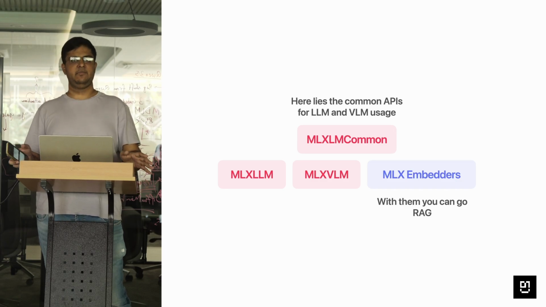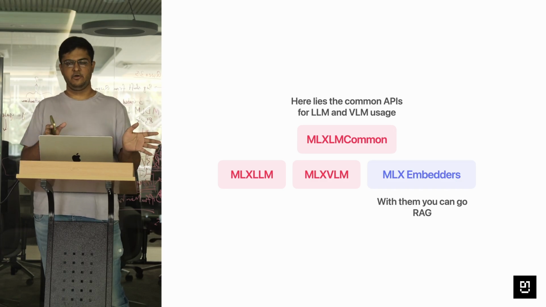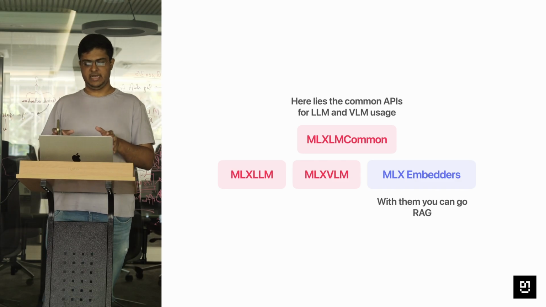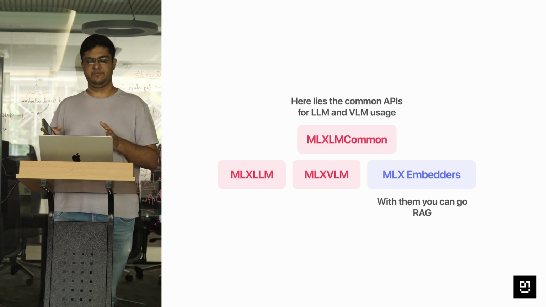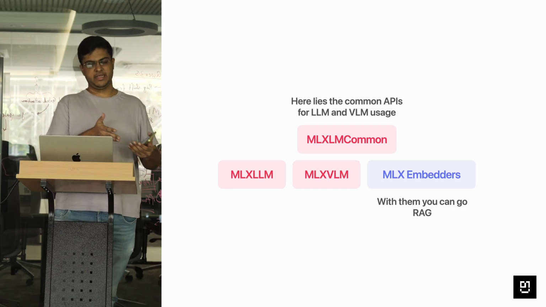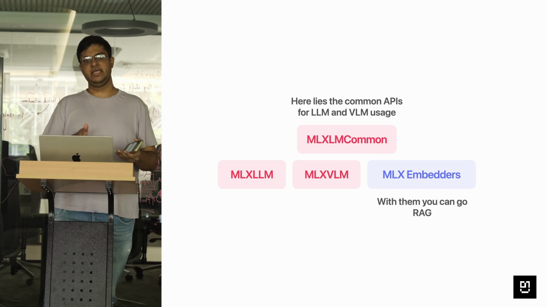So this is how the MLX Swift LM package is layered, the structure. It has 4 packages combined. This is MLX LM Common, that contains the common API usages for LLM and VLM. VLM is a visual language model. And then there are 2 packages dedicated to those. And then there is MLX Embedders. With that, you can integrate RAG and all those kinds of stuff.